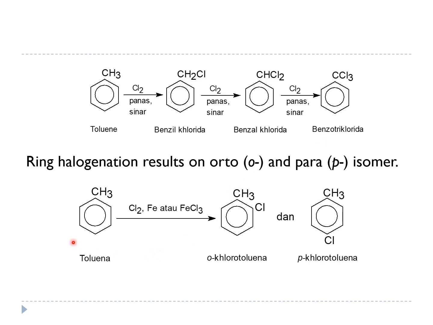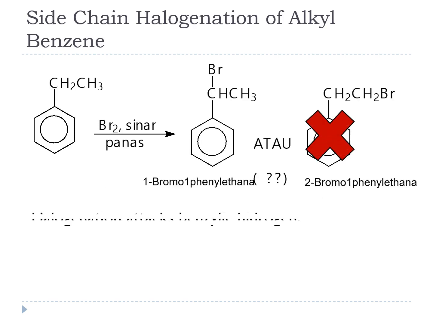Okay, but ring halogenation can happen with a catalyst. In this case, the catalyst is ferric chloride. Then the reaction will follow the usual second substitution. Remember, for the second substitution, because the group already attached to the benzene ring is a methyl, which is an alkyl group, the alkyl group will direct the substitution to the ortho and para positions.